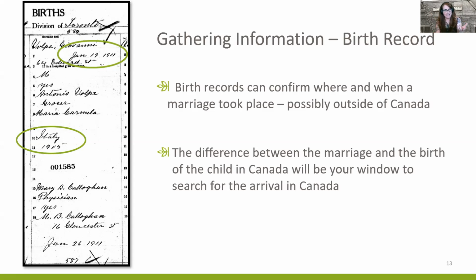So this example is out of Ontario, and it's from 1911. We see Giovanni, he's born in January of 1911. And there's a nice little notation down below that says the parents were married in Italy in 1905. So in this case, we can create that window. We know that the parents would have immigrated sometime between 1905, when they were married in Italy, and 1911, when Giovanni was born in Toronto.